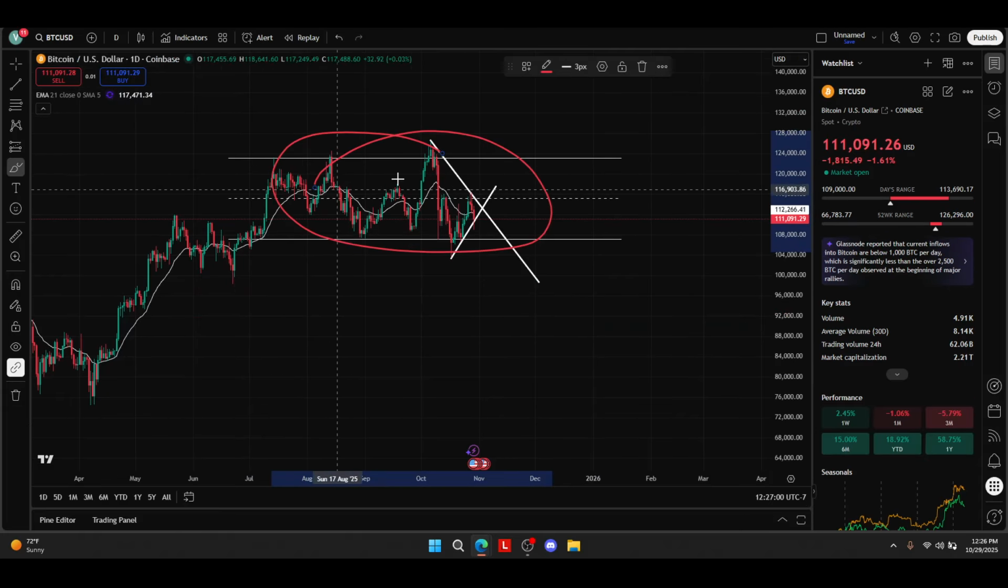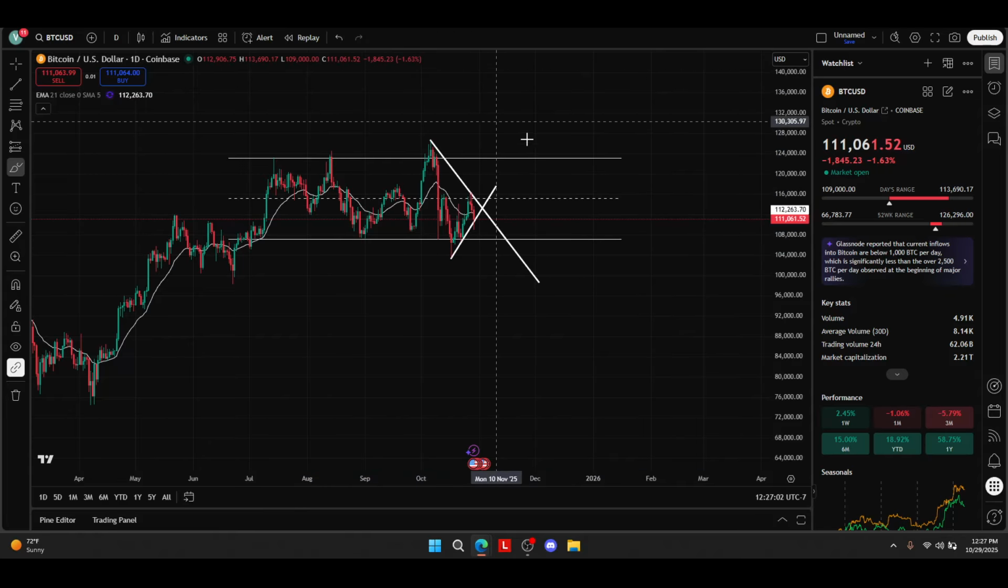It's obviously just trading sideways. I think it's still bullish long term. I don't think the trend is over yet for the bull cycle. But in the meantime, it's not looking good.